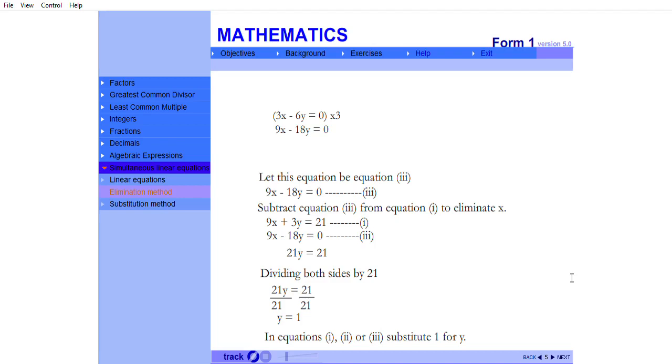9x plus 3y is equal to 21. 9x minus 18y is equal to 0. 21y is equal to 21. Dividing both sides by 21, 21y over 21 is equal to 21 over 21. Therefore, y is equal to 1.